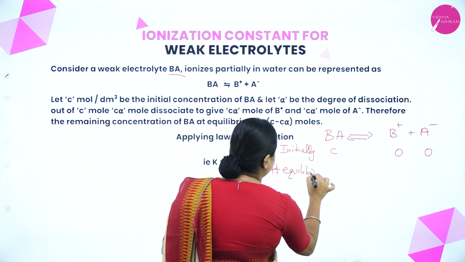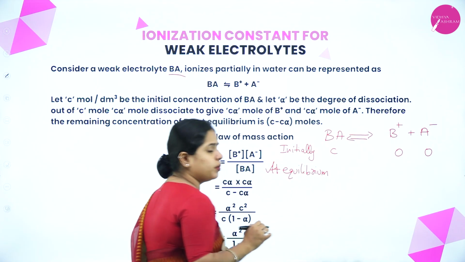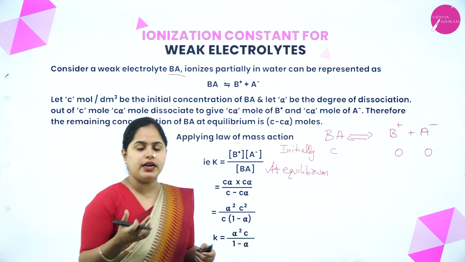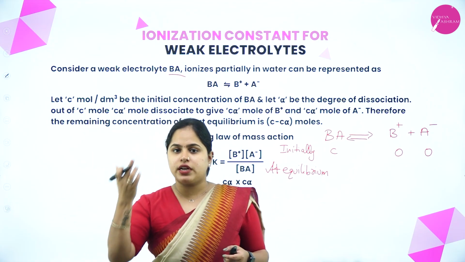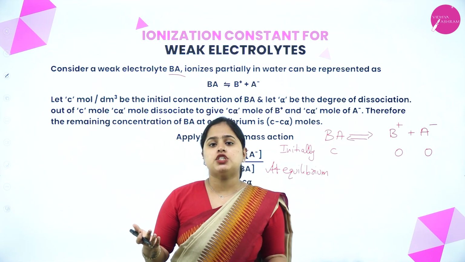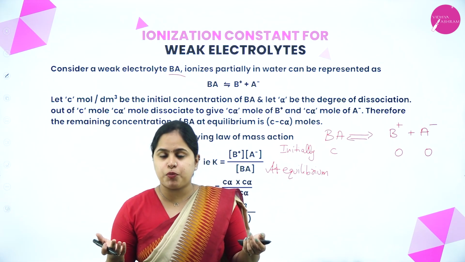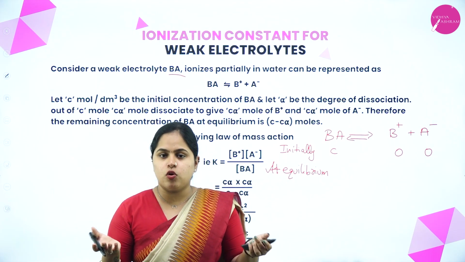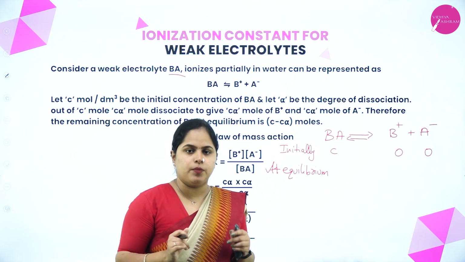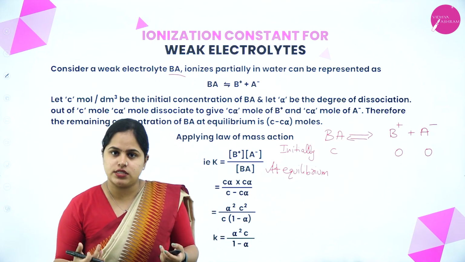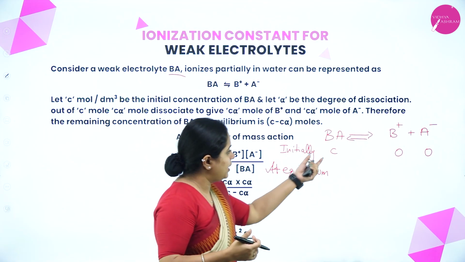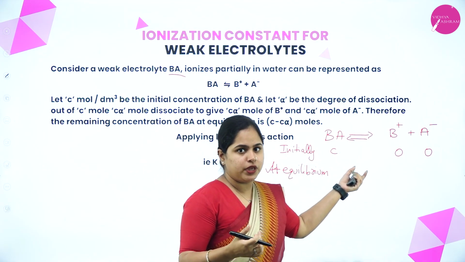At equilibrium, what happens? We already know that at equilibrium, the concentration of the reactants will reduce, the concentration of the products will increase, and at a point of time, this will become equal, at which they will attain equilibrium. So, we are considering that concentration as C alpha. So, initially, the concentration of BA was C.